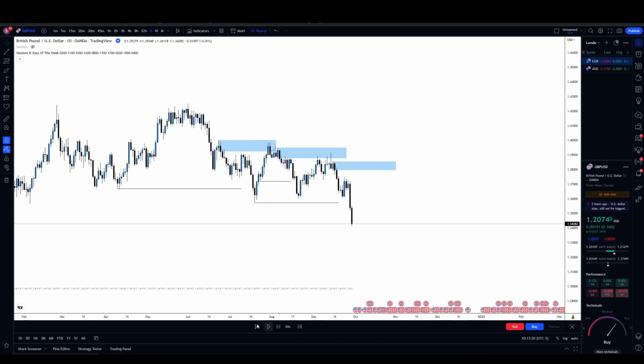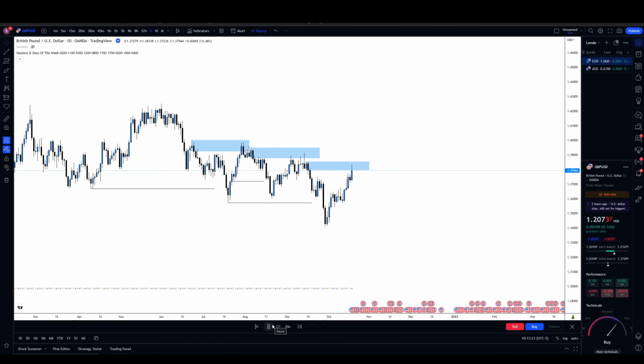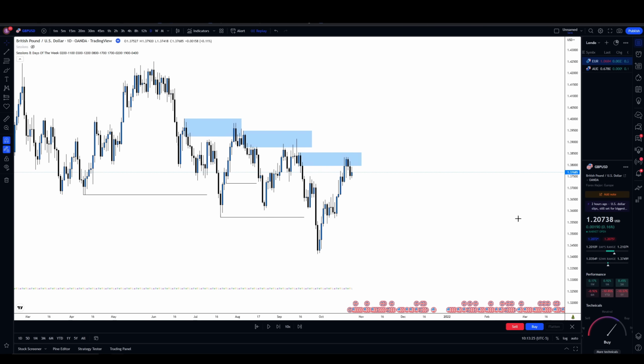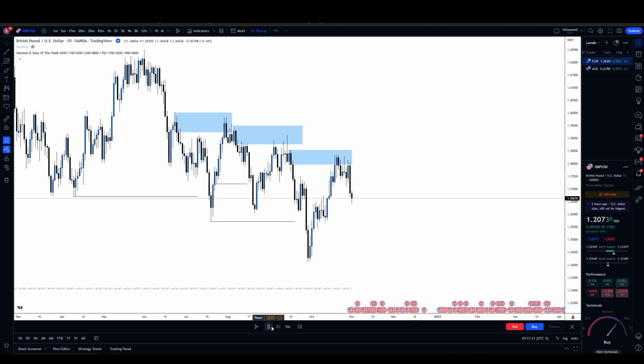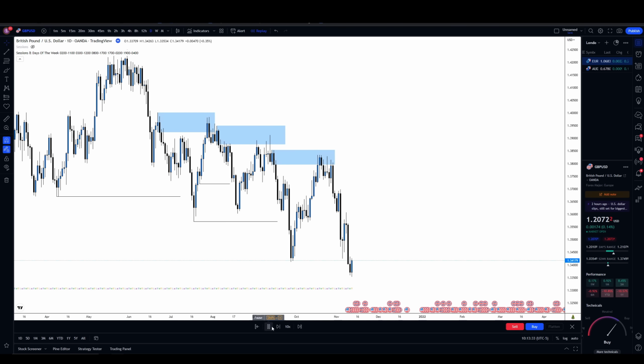So what would I have done? I simply would have just waited for price action to reach that area of supply. Once that area of supply is there, you are activated. You could wait for confirmation, you could wait for a break of structure, you could set a limit. It all really just depends on your style of trading.